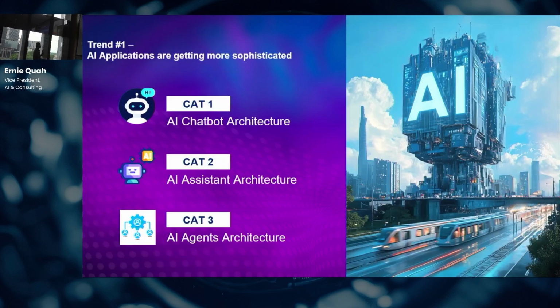So let's proceed. AI applications, you can roughly visualize in 3 buckets. The first bucket is chatbot architecture. This is just a chat, like you're talking to ChatGPT. The second one will be assistant. And the third one is AI agent. We spent quite a lot of time on AI agents today.